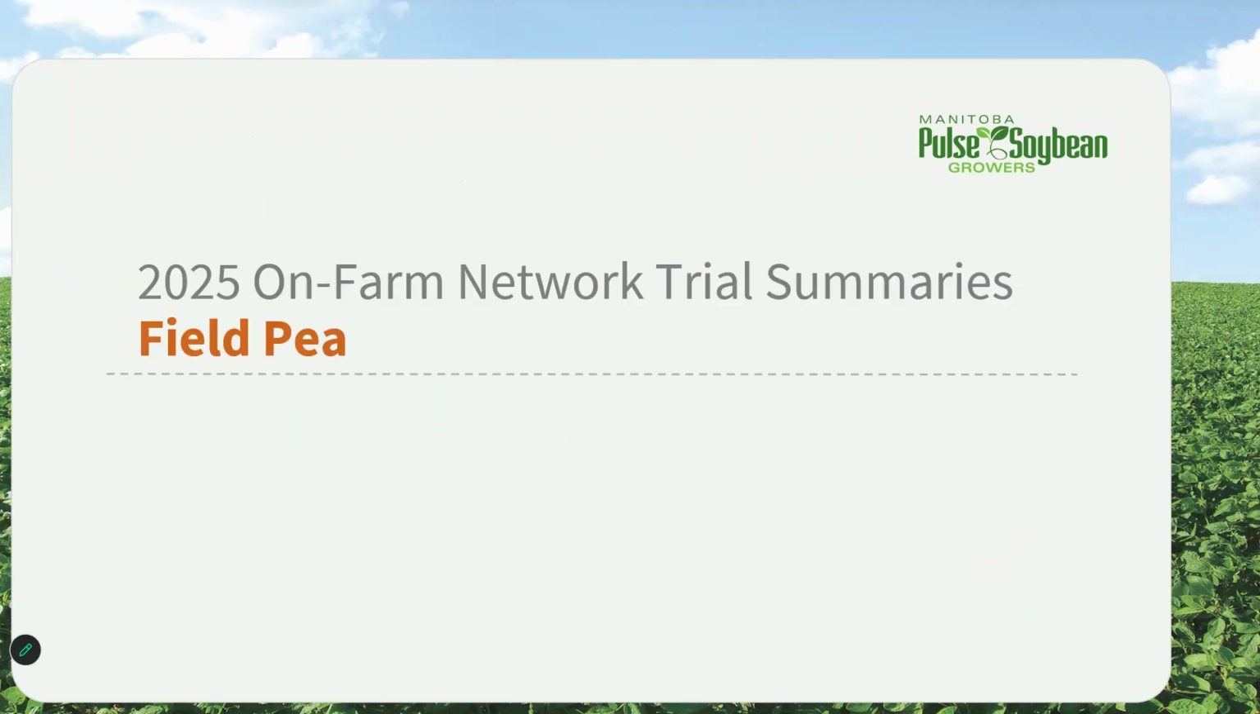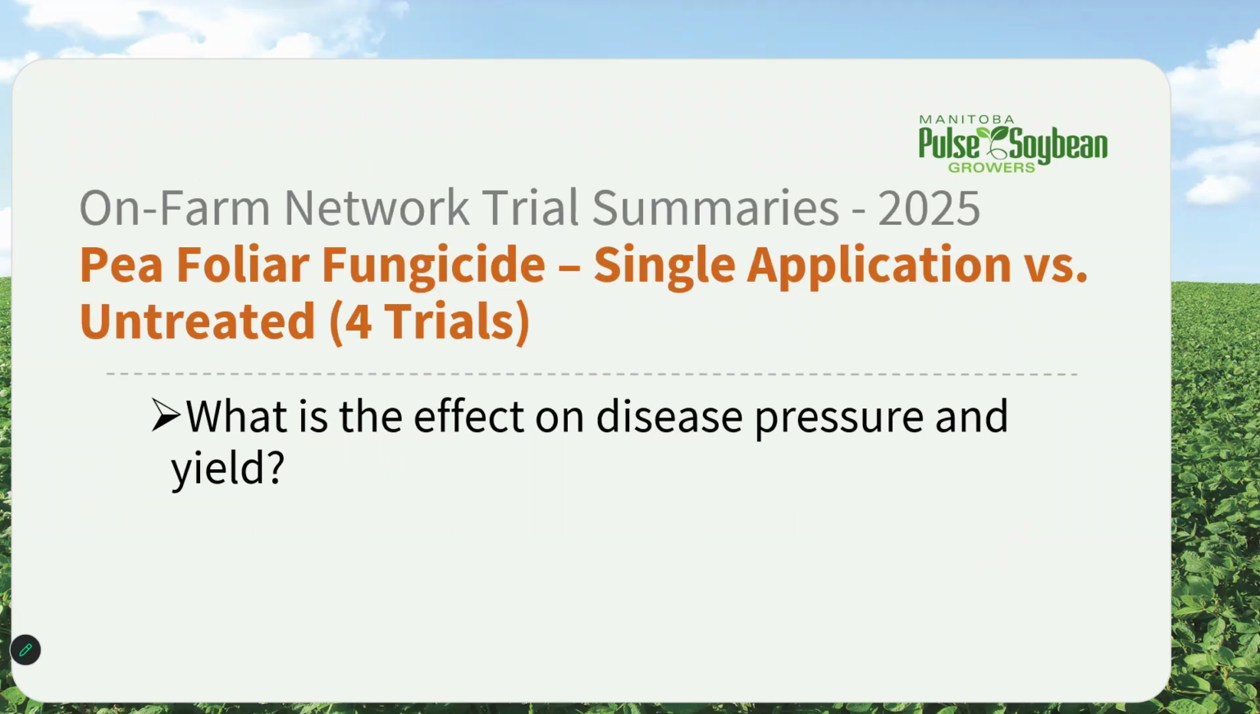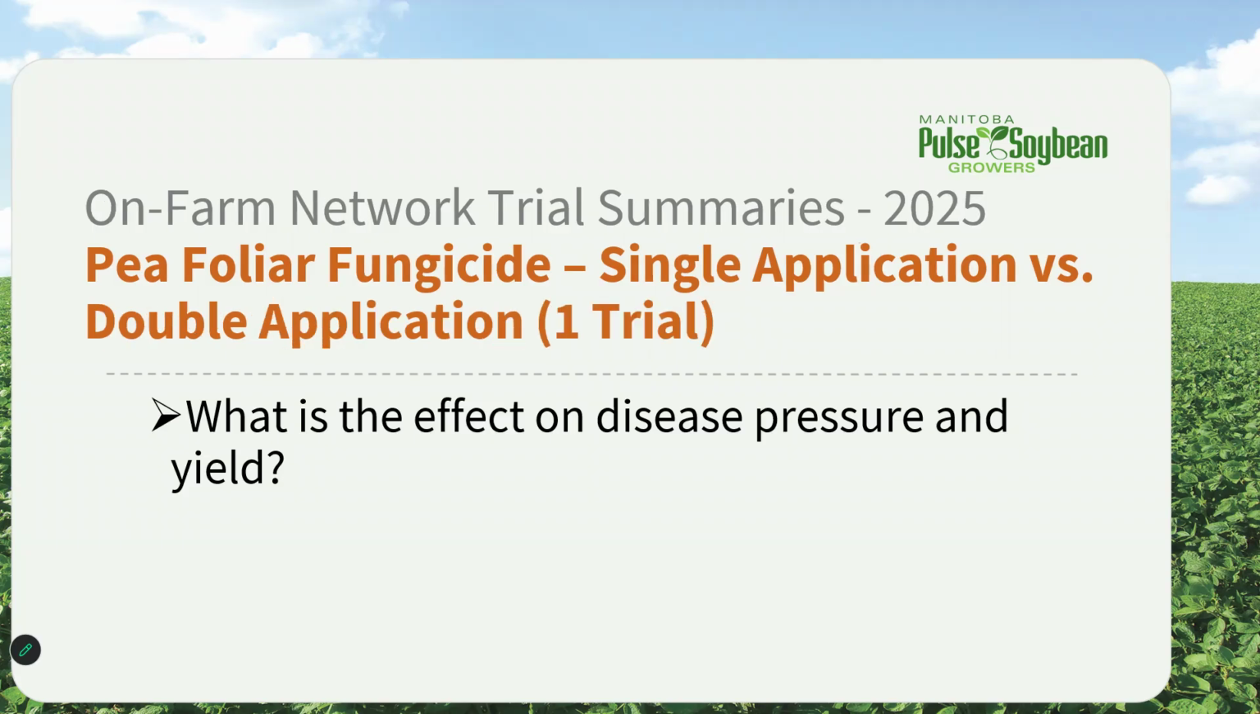So moving on to field pea fungicide trials. We did have 4 trials where we compared a single fungicide application to untreated. And we wanted to know what was the effect on disease pressure, yield, and the return on investment. And then we did have one trial where we looked at a single versus a double fungicide application. And we wanted to rate the same things: disease pressure, yield, and return on investment.